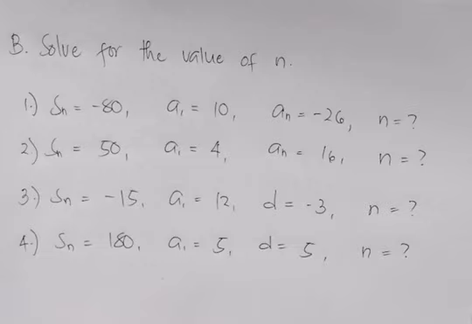Number 2, S sub n is 50. A sub 1 is 4. A sub n is 16. Number 3, S sub n is negative 15. A sub 1 is 12. Common difference is negative 3. Number 4, S sub n is 180. A sub 1 is 5, and the common difference is 5.